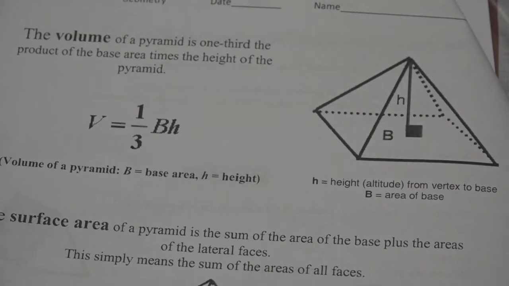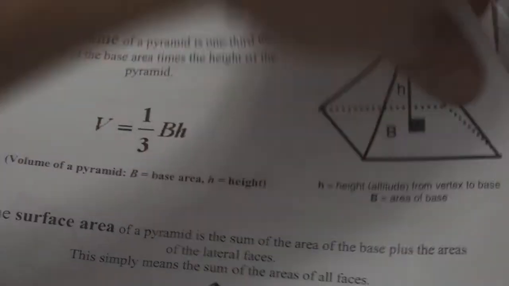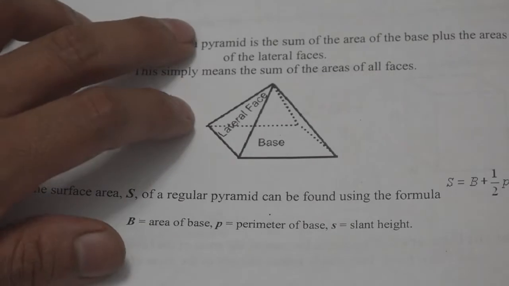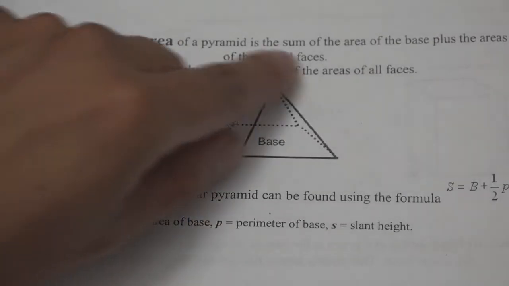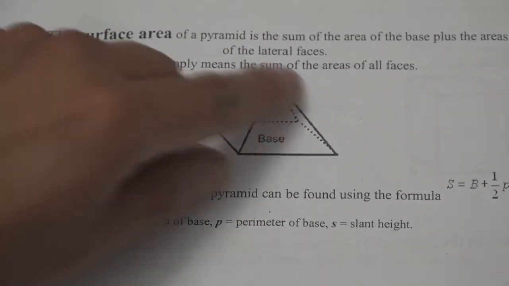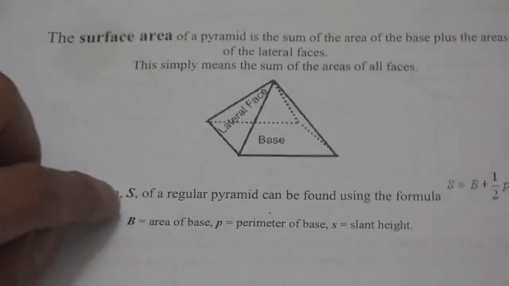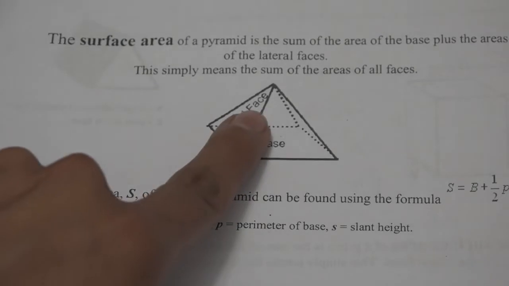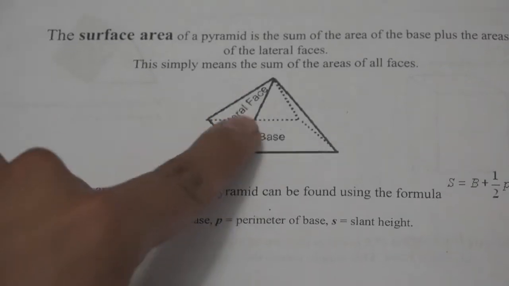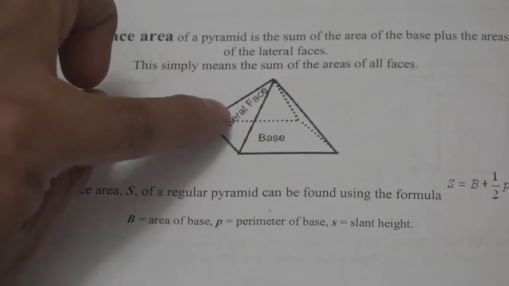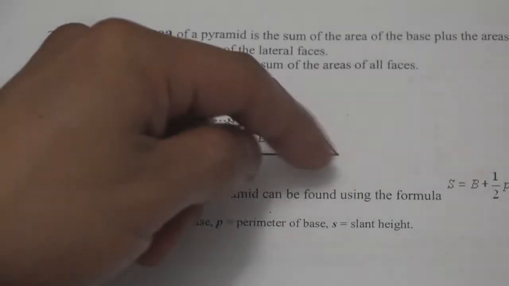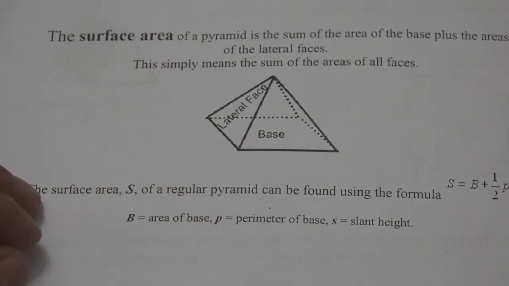All right then, surface area. How do I find the surface area? What is surface area? Well, guys, surface area is nothing more than the sum of all the areas of the faces of the three-dimensional figure. For example, these are called lateral faces. So you add the area of the lateral faces, which in this case I have 1, 2, 3, and 4, and then you take the area of the base and you add it to that.